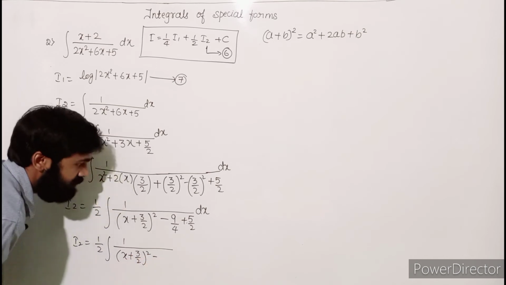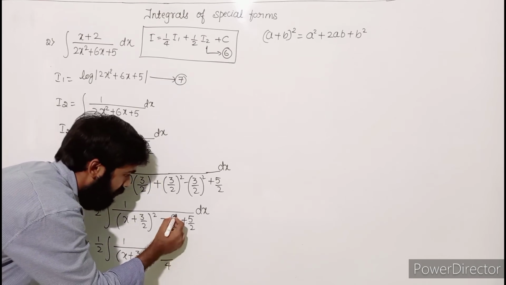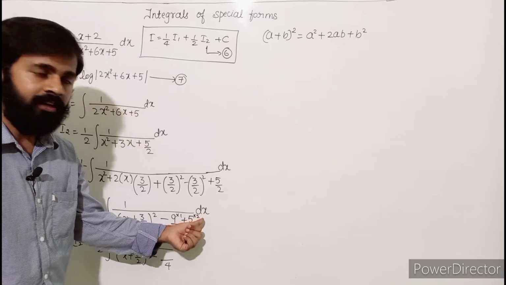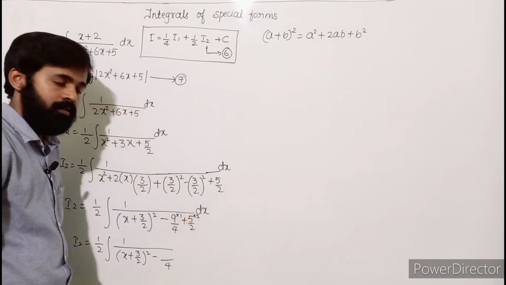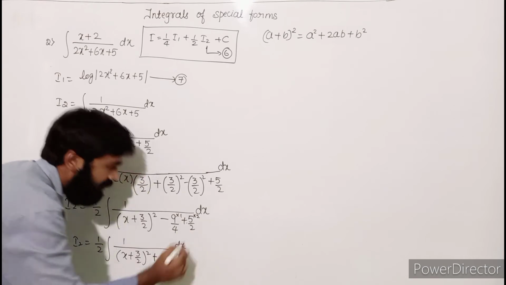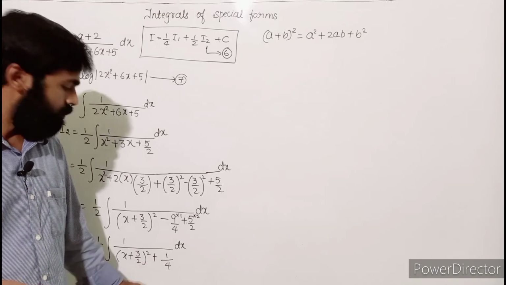dx. Now here I2 equals to 1 by 2 integration 1 divided by x plus 3 by 2 whole square. Now minus, what's LCM of 4 and 2? LCM of 4 and 2 is 4. Now here you multiply with 1, here you multiply with 2. 9 1s are 9, 5 2s are 10. 10 minus 9, 1. So I get plus 1, and I write what? dx. Now here 1 by 4. How can I write 1 by 4? 1 by 2 whole square.